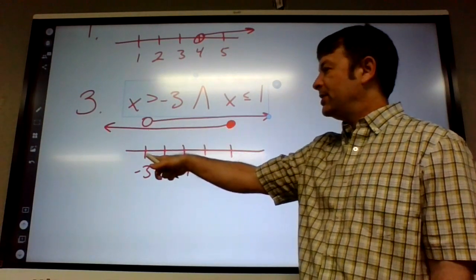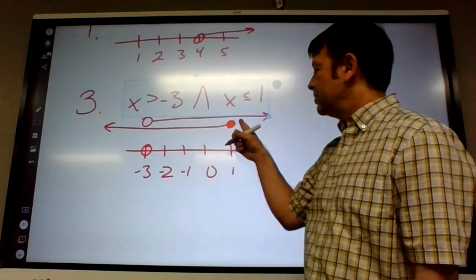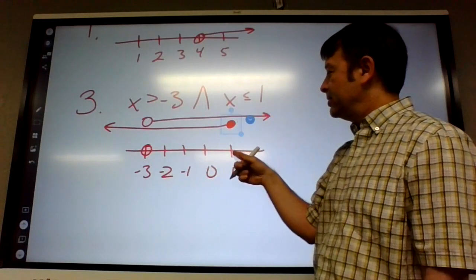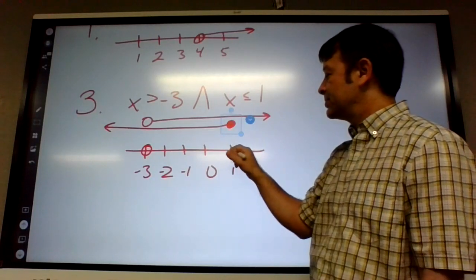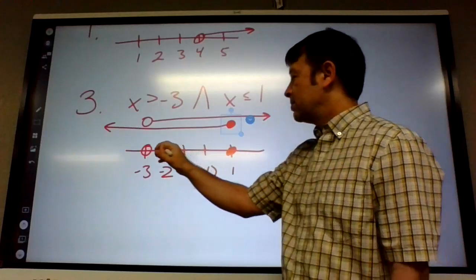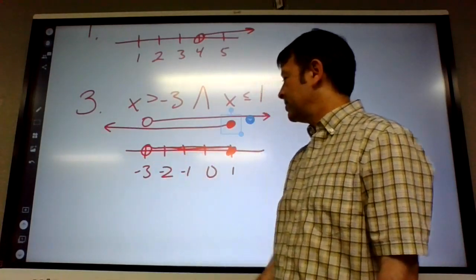Would negative 3 be included? No, but negative 2.9 would. Would 1 be included? Yes, because a closed circle means 1 is included in both. So all the numbers, oh gosh, can't draw a straight line.